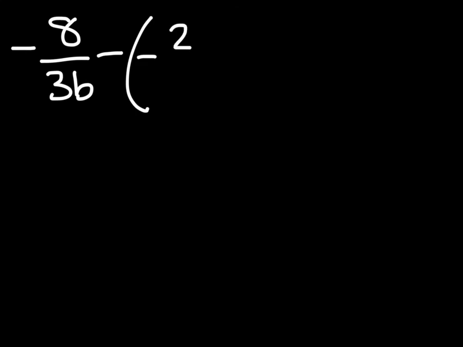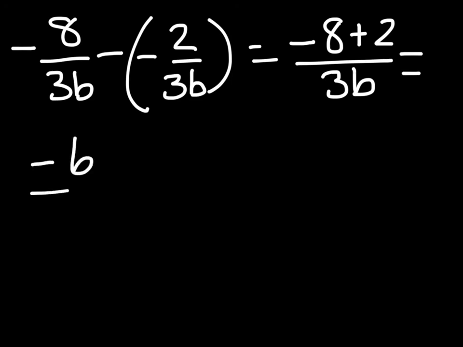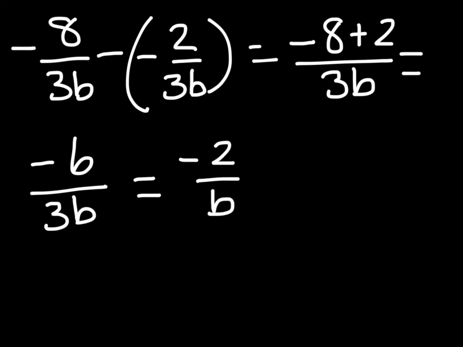In this problem, we have negative 8 over 3b minus negative 2 over 3b. Now we simply solve as we already know how to do. Negative 8 plus 2, remember, two negatives make a positive, over 3b gives us negative 6 over 3b. Both 6 and 3 are divisible by 3. That will give us negative 2 over b. So negative 8 over 3b minus negative 2 over 3b gives us negative 2 over b.